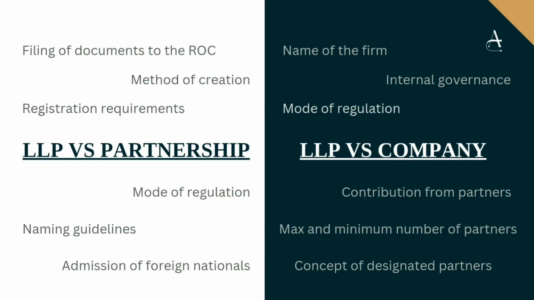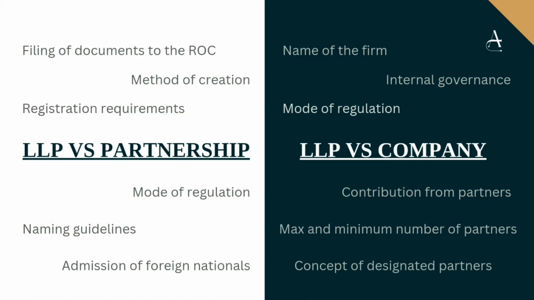Similarly, there is a difference between LLP and company. Again, the name of the firm. If it is an LLP, it has to have LLP as a suffix along with the firm's name. If it is a private company, it should have private limited. If it is a public limited company, it should have limited with the company name. So such company name guidelines are there. Then, how internal governance is done in an LLP versus in a company. The internal governance structure of an LLP is governed by a contract between partners, whereas for companies it is regulated by statutes.